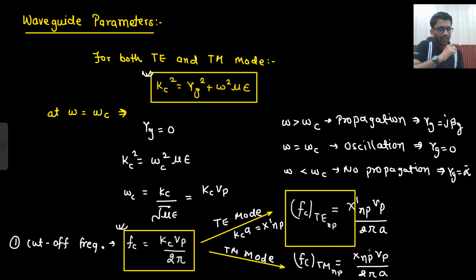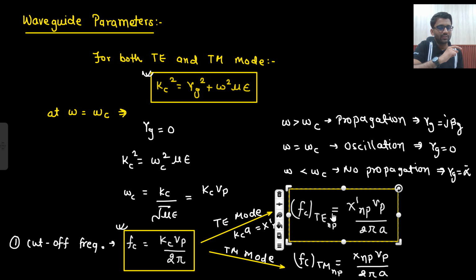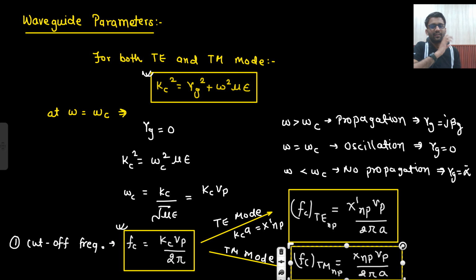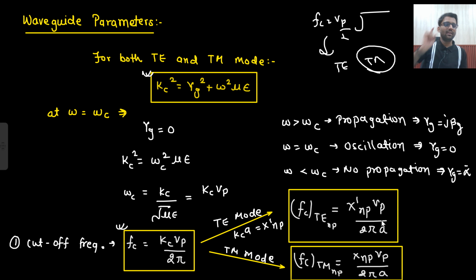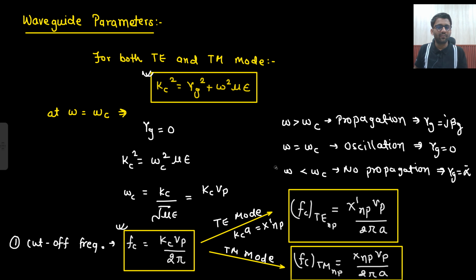So in case of a circular waveguide, the cutoff frequency for TE and TM modes are different. But in case of a rectangular waveguide, the cutoff frequency was Vp by 2 under root m by a whole square plus n by b whole square, which worked for both TE and TM. But here the formula will be different. Which formula can work for both of them? This formula can work for both of them. But when you write down the value of Kc, the Kc value for TE mode and TM mode are different. For TE mode it is X dash np by a, and for TM mode it is Xnp by a.